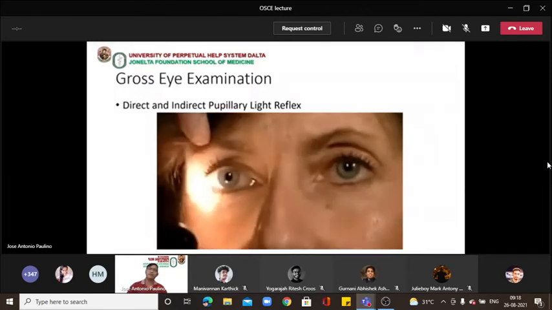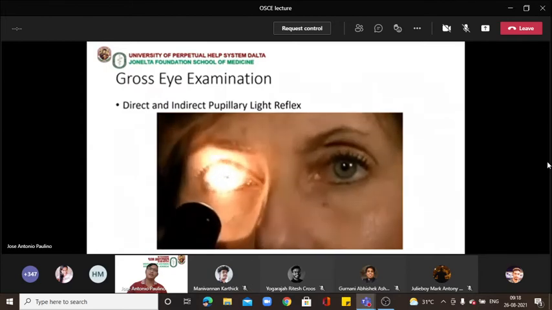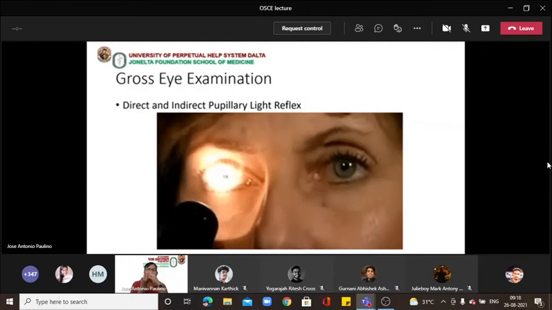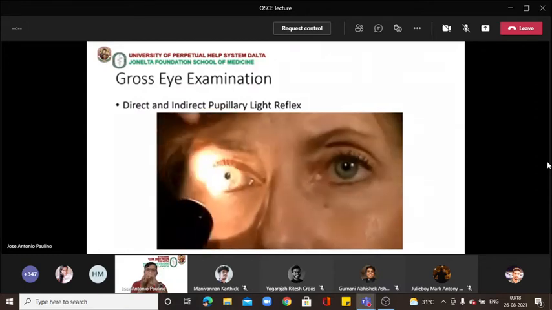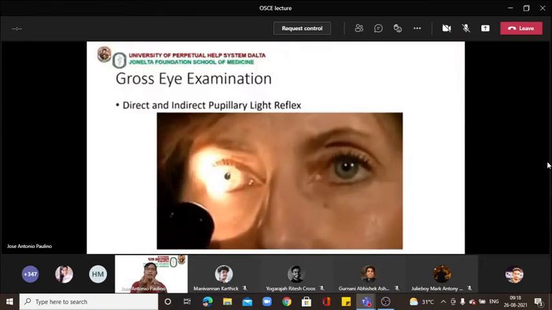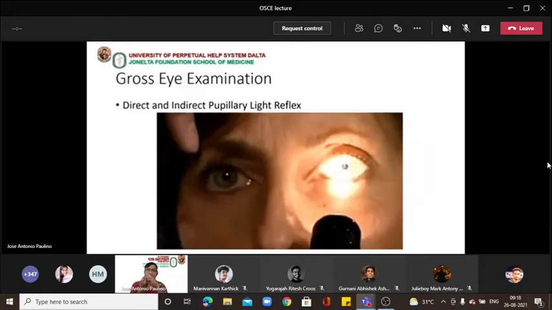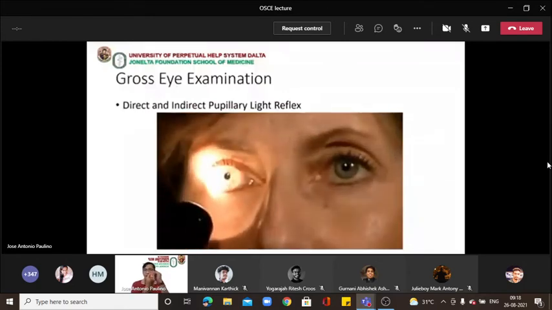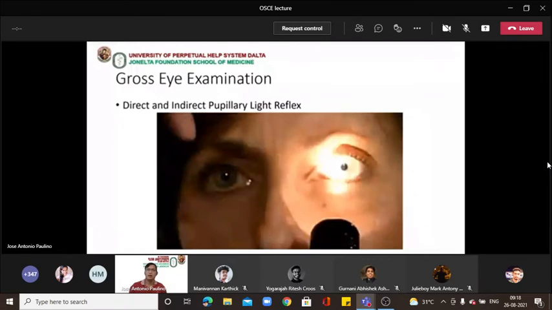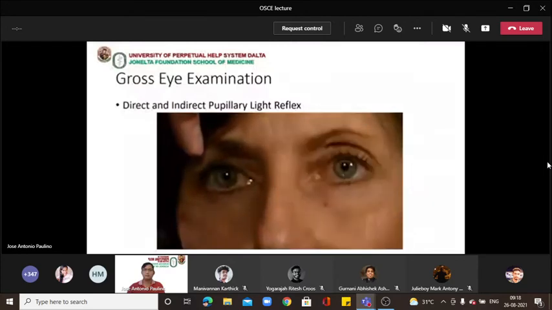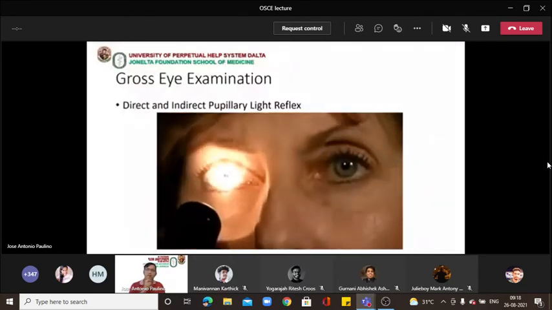So if you put a flashlight on the right eye, both pupils should constrict to a similar degree. If the right eye constricts to 3 millimeters, the left eye should also constrict to 3 millimeters. That tells us that there is an intact direct and indirect pupillary light reflex. After doing the right eye, we check the left eye also and see if there is direct and consensual light reflex. So we report that as 3 millimeters equally and briskly reactive to light if both pupils react the same way.